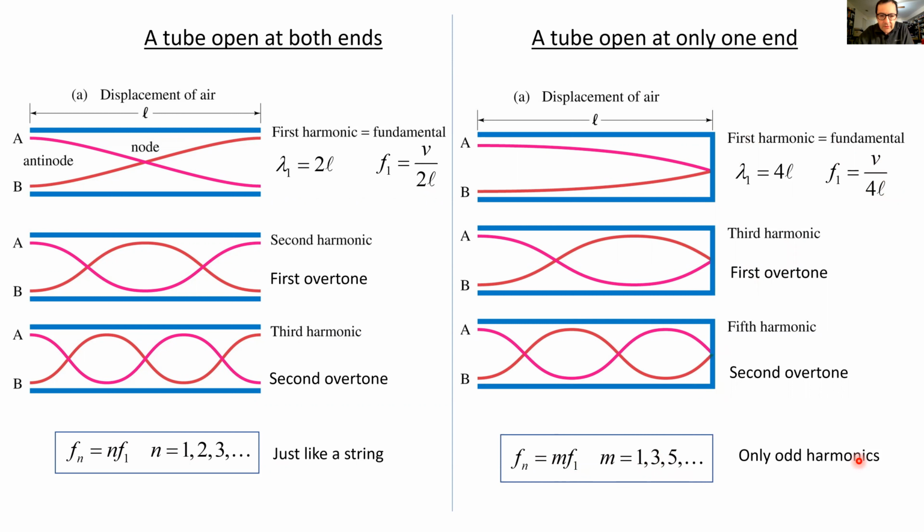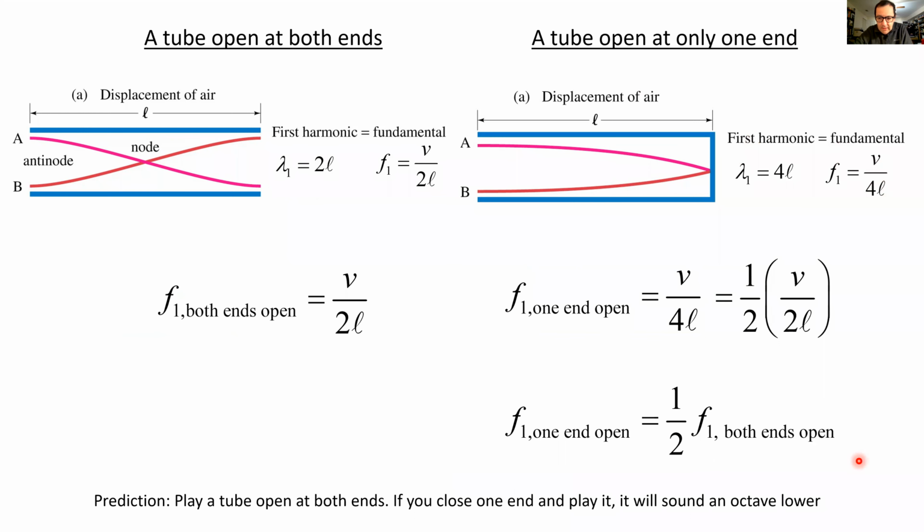Okay, so looking at this, we can make a prediction. And here it is. So I guess my animation didn't work. If we have a pipe that has both ends open, the fundamental frequency is V over 2L. Let's compare that to the fundamental frequency where the pipe has one end open, which is V over 4L. And factor out a half. What's in parentheses here is F1 with both ends open. So we have this relationship. The fundamental frequency of a pipe with one end open equals 1/2 of the fundamental frequency of a pipe with both ends open.